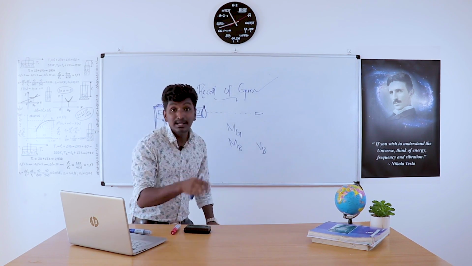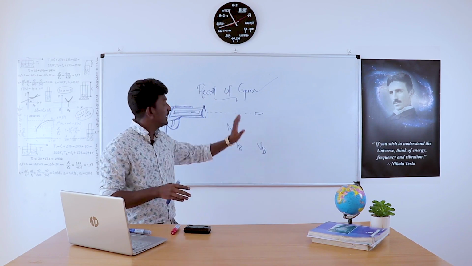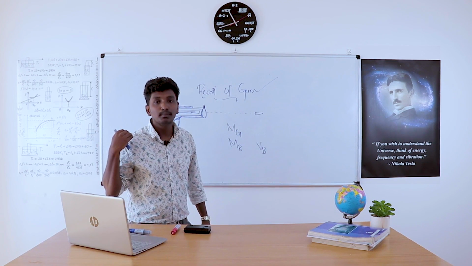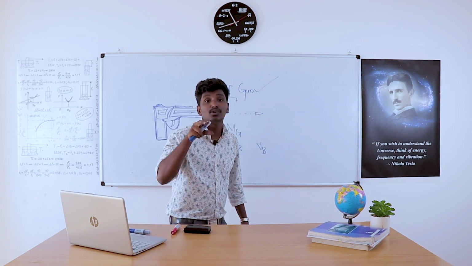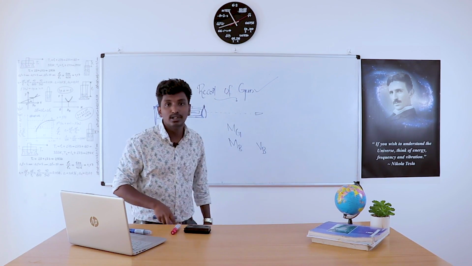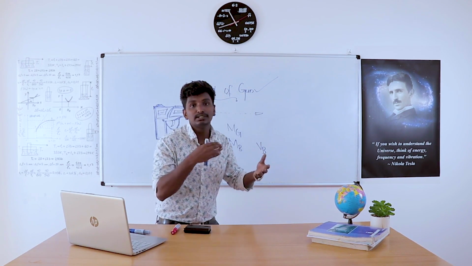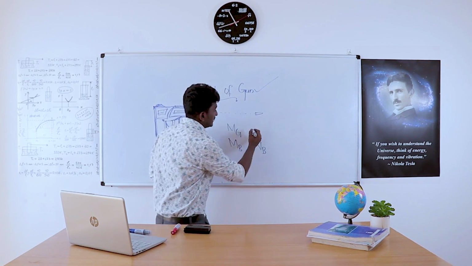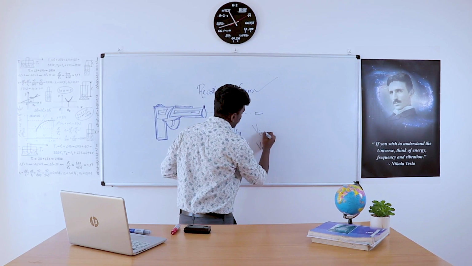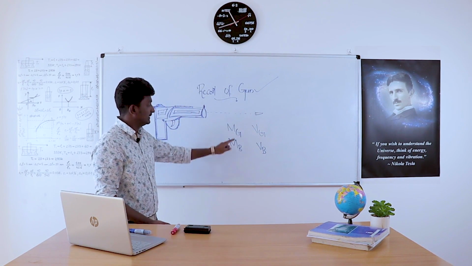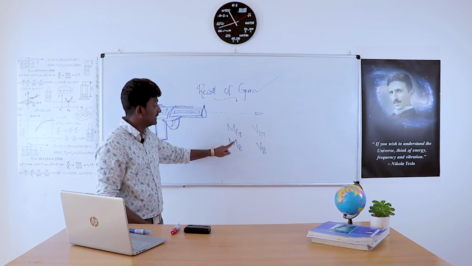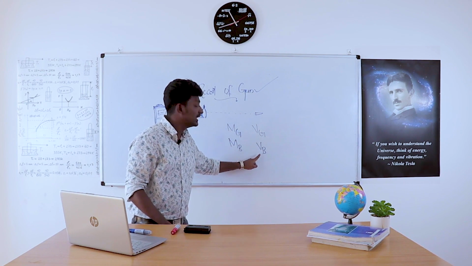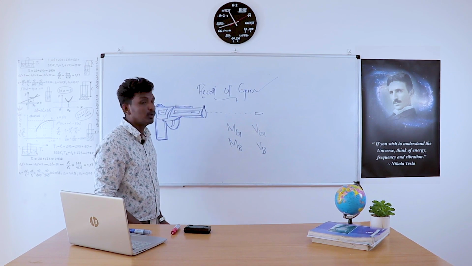That's why they hold it tightly to their shoulder, to avoid the injury caused by the recoil of the gun. Simply, recoil of gun means when we are firing, the bullet moves forward and the gun moves backward. That backward motion of the gun is called recoil, and the velocity with which the gun moves backward is the recoil velocity, which I am representing as Vg. Now look, mg is the mass of the gun, mb is the mass of the bullet, Vg is the velocity of the gun, and Vb is the velocity of the bullet.